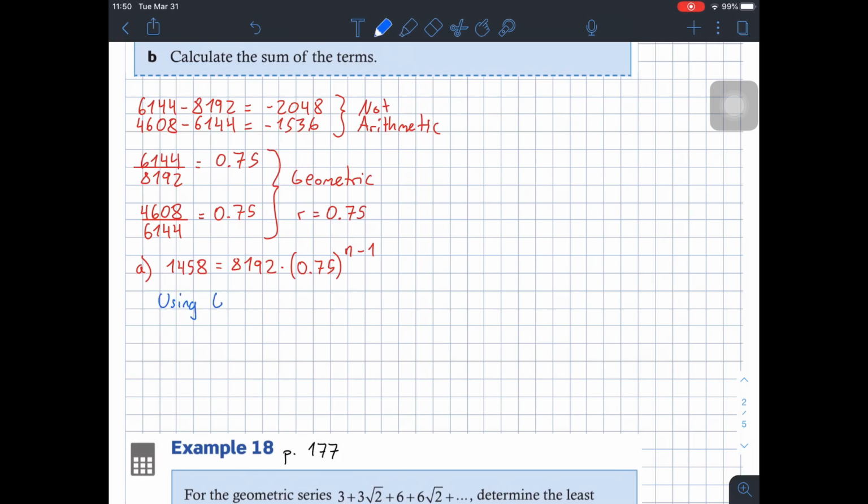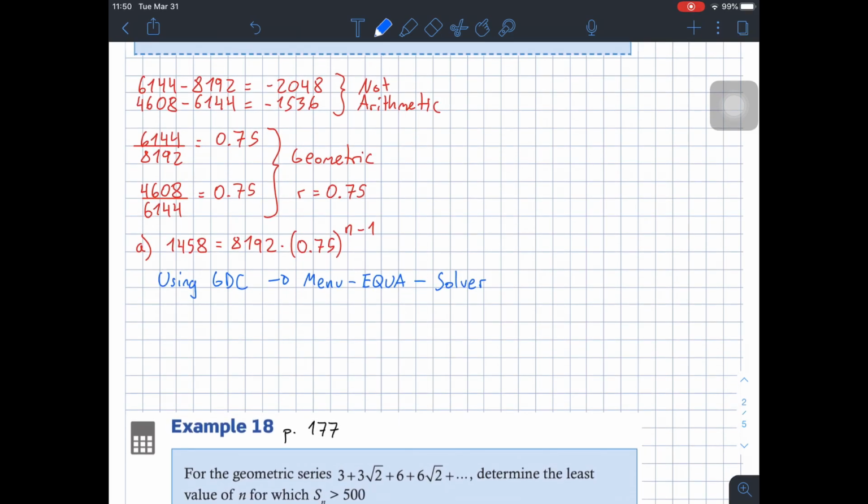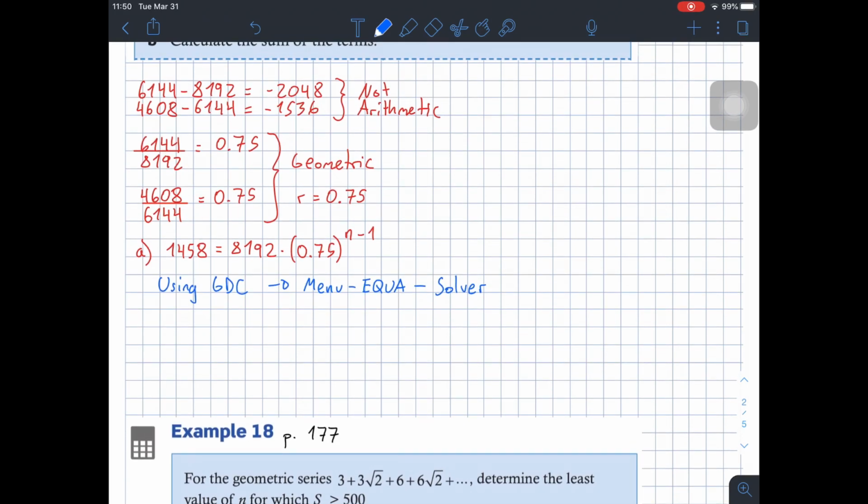Using the GDC, you could directly go to menu, equation, and use solver, which is what Juani usually likes to use. If we plug the equation into solver, we're going to directly get the answer. I'm going to show you how to do this. We go to menu, equation, go to solver, then delete anything you have there and plug in the equation: 1458 equals 8192 times 0.75 to the power of x minus 1.